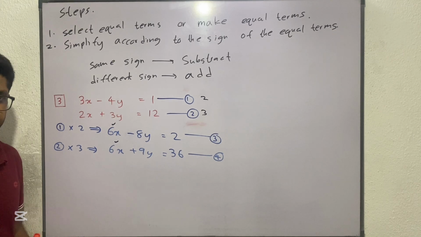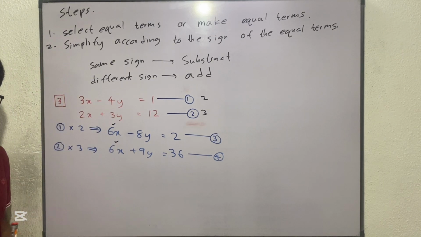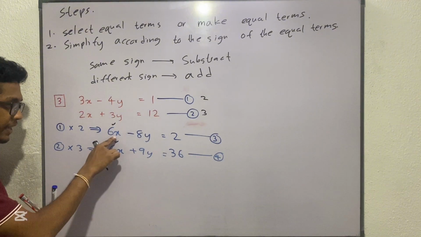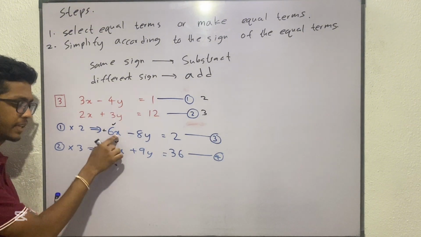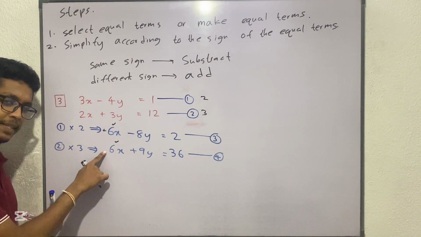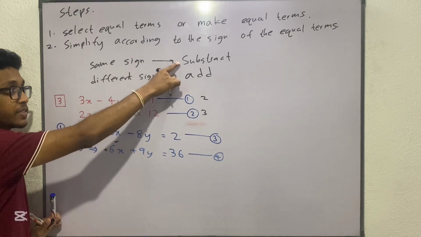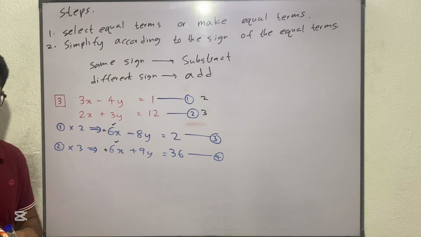Then what can I do? I can move to the second step. I have to simplify by looking at the sign of the equal terms. Here the sign is plus. No sign means that is plus. Here also no sign, that means plus. So both terms have the same sign. So we have to subtract the two equations.